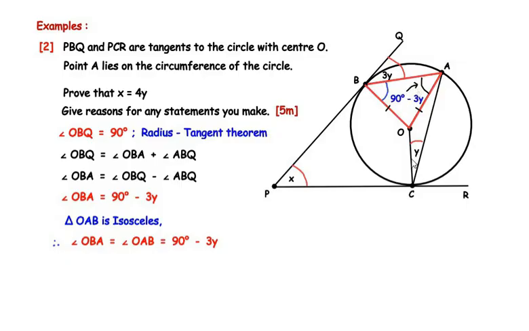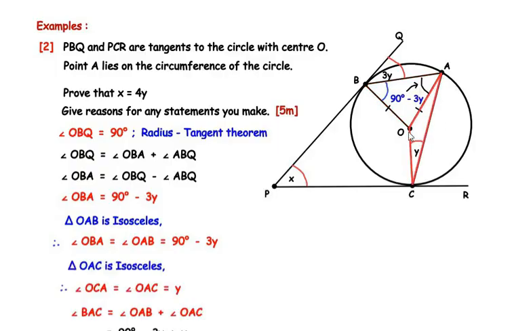Now let us focus on this triangle OAC. This triangle is also an isosceles triangle because the side OA is equal to the side OC. Both are the radius of the same circle. So whatever value of angle C we have over here, that is y, will also be equal to angle A. So angle A, the small angle, also becomes y.